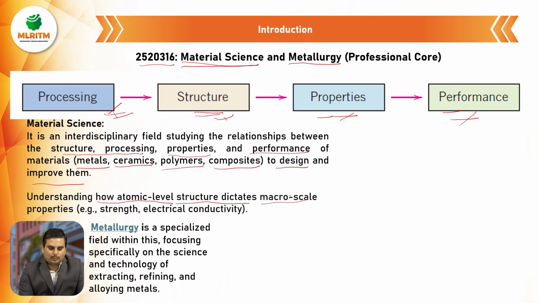dictates macro scale properties. What is meant by macro scale properties? Mainly the strength of the material and its electrical and thermal conductivity. These are a few examples. What is meant by metallurgy? Metallurgy is a specialized field within this, focusing especially on the science and technology of extracting, refining, and alloying of metals, alloying of materials.